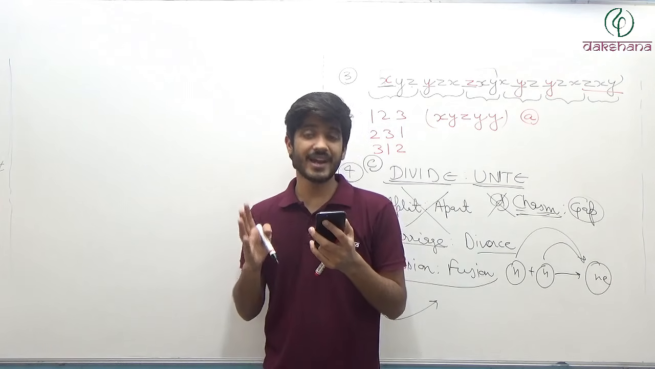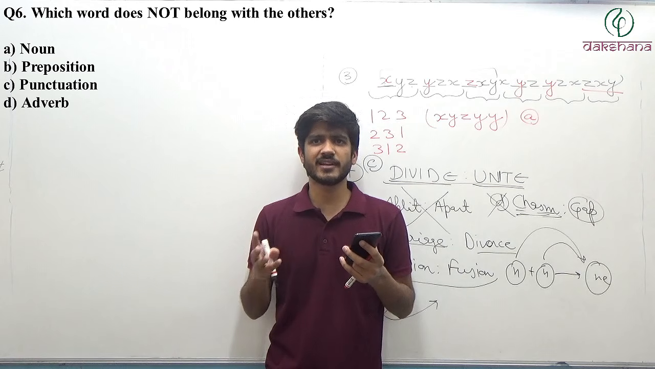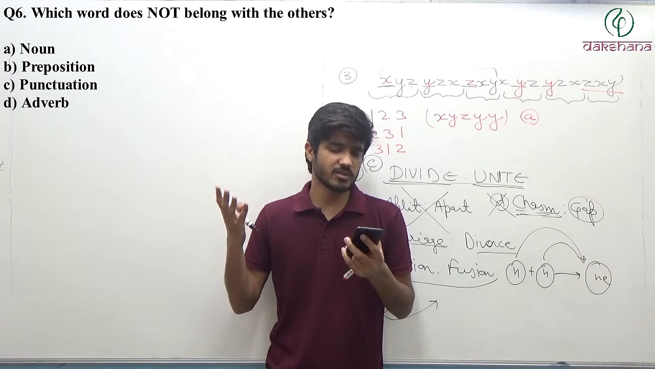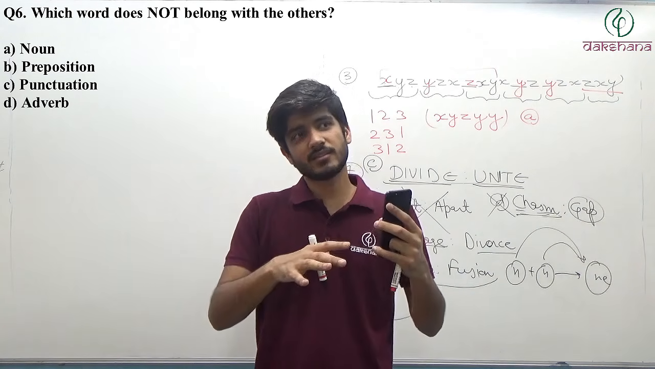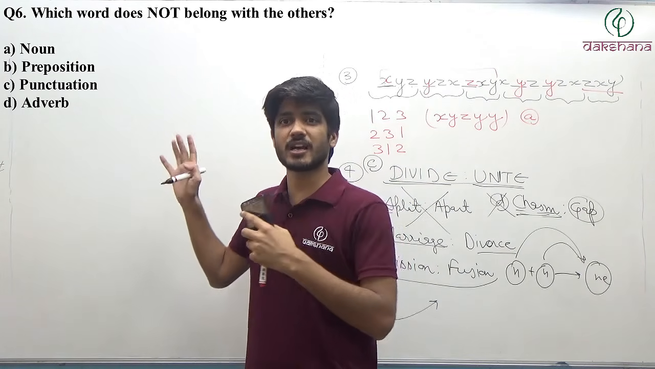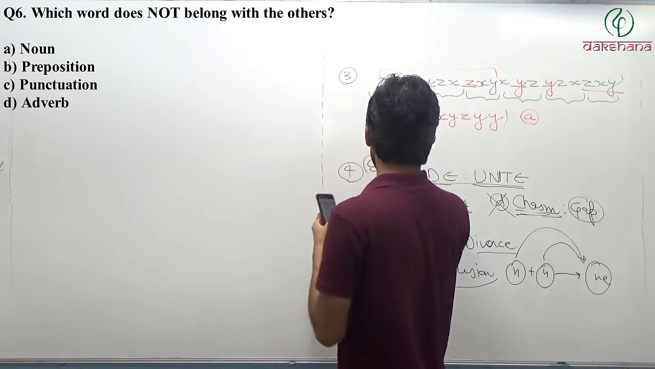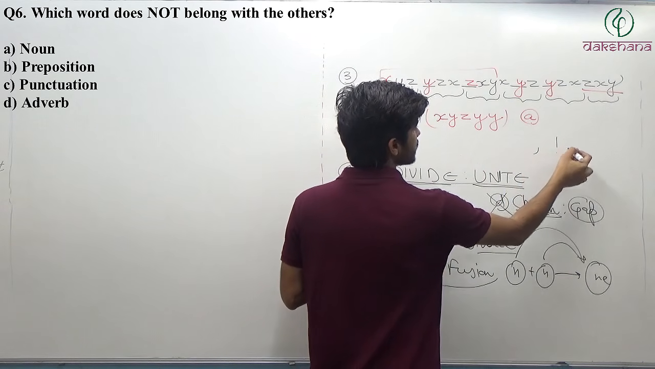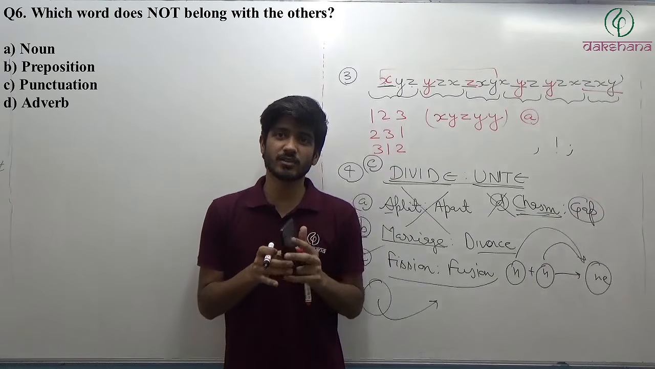Noun, preposition and adverb are basically the classes of words that form a sentence, right? You use a noun to form a sentence, you can use a preposition also, you can use an adverb also. But punctuation, okay, you have some punctuation in the sentence, but punctuation is not exactly a class of words. So punctuation is certainly different. For those who don't know what punctuation is, like comma, these are all punctuations. So punctuation is certainly not a class of words.